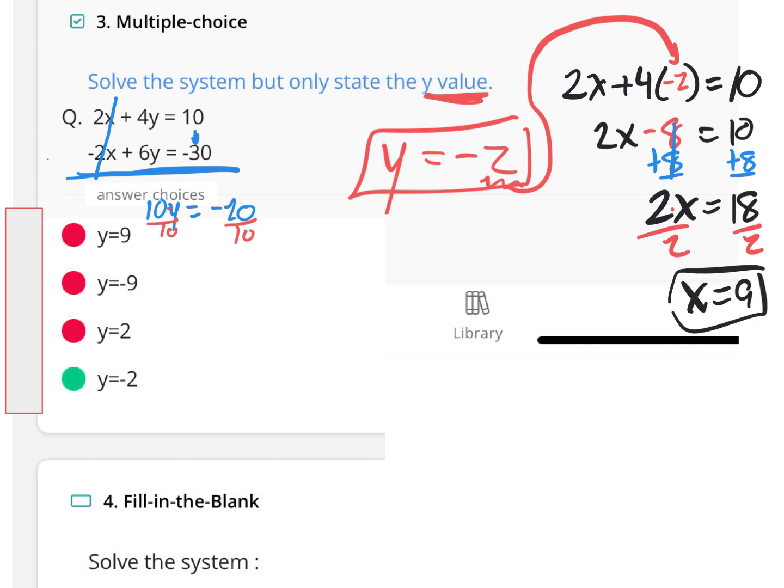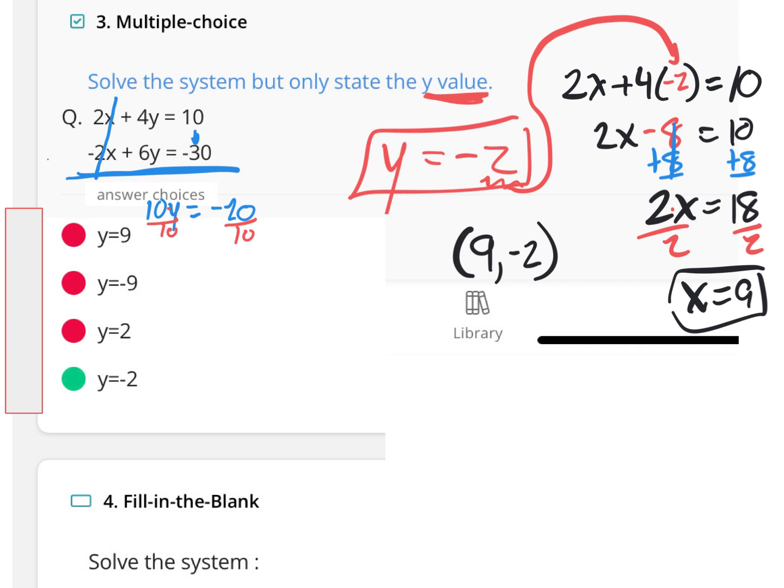So if it were to say only state the x value, you would select 9, that's the one you would pick. But it says only state the y value, which we knew was negative 2, about halfway through this explanation, right? So we already know what the answer is, negative 2. Or they may ask you to give the complete answer, which would in coordinate format be the x value first, 9 comma the y value second, negative 2.